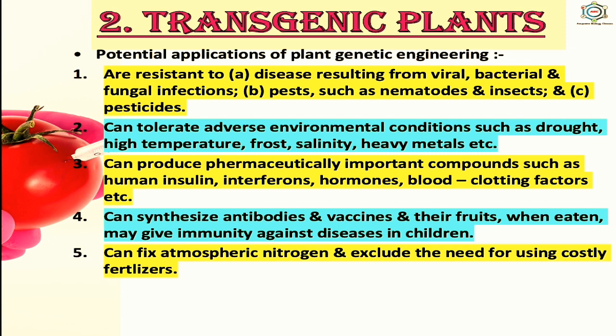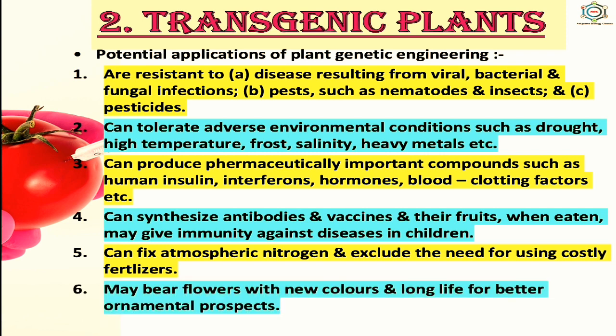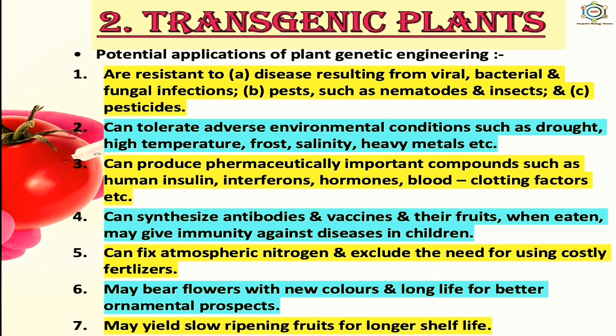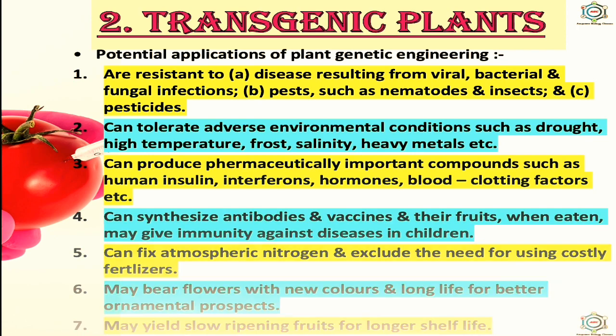They can fix atmospheric nitrogen and exclude the need for using costly fertilizers. They may bear flowers with new colors and long life for better ornamental prospects. They may yield slow ripening fruits for longer shelf life. So these are all about the transgenic plants.